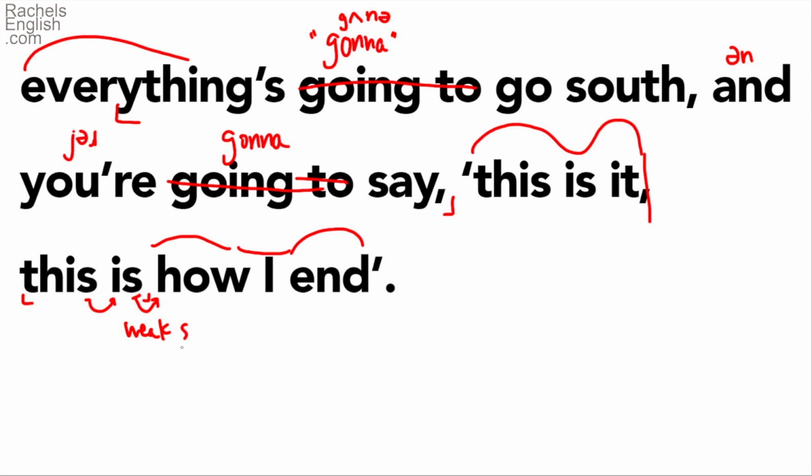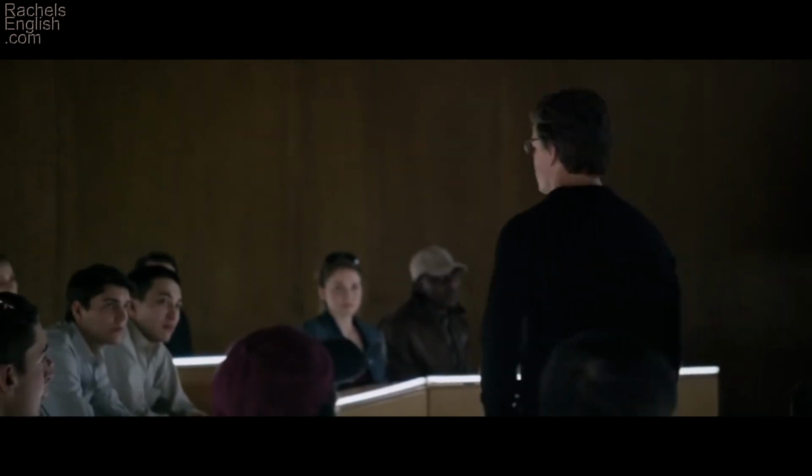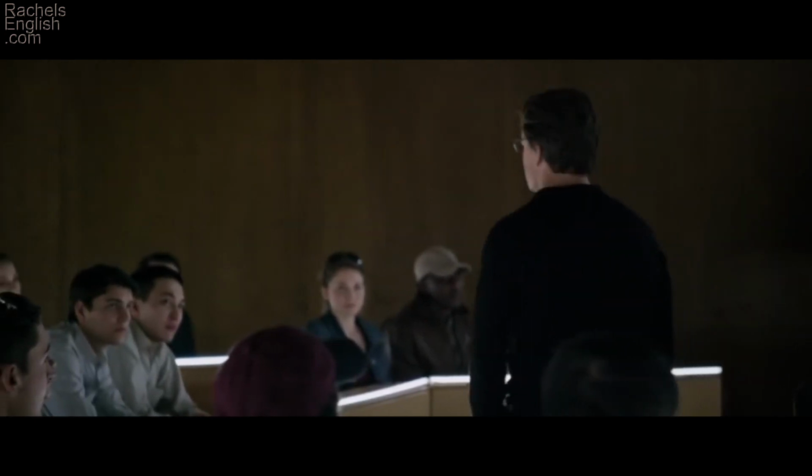How, why, ow diphthong, right into I diphthong. How, why, end. And then the E vowel, we have three vowel or diphthong sounds in a row. Ow, I, and eh. How I end. All smoothly linked together, no gaps, no breaks, no restarts of the voice. This is how I end.